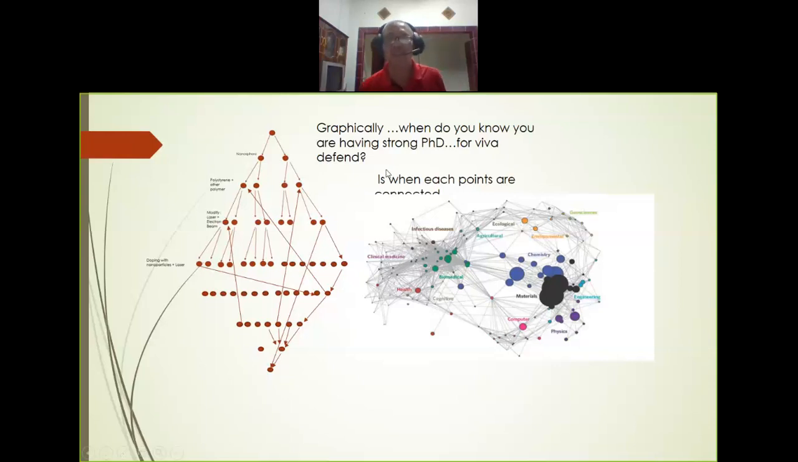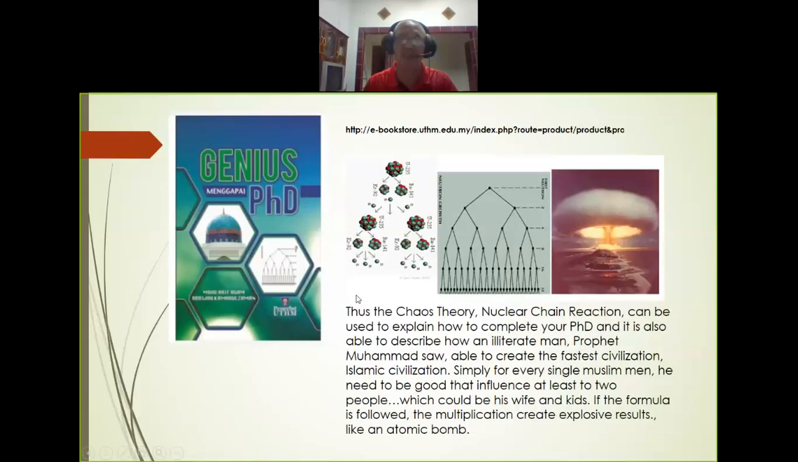Okay, now graphically, when you know that you're having a lot of things, that means you become a very strong PhD candidate. So the possibility for you to defend your work is not a problem actually. So by looking at this, you realize my model of nuclear chain reaction can be your guideline for your PhD.